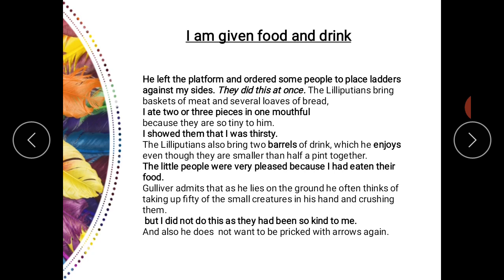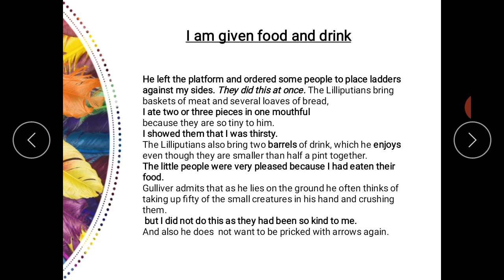I showed them that I was thirsty. The Lilliputians also bring 2 barrels of drink. Why the barrels of drink? You see, when he told them that he was thirsty, they thought about this for a little time. They did not have any cups or glasses that were big enough for Gulliver. So then someone had a very clever idea. They offered him a drink in barrels, which Gulliver enjoys, even though they are smaller than half pints together. The little people were very pleased.